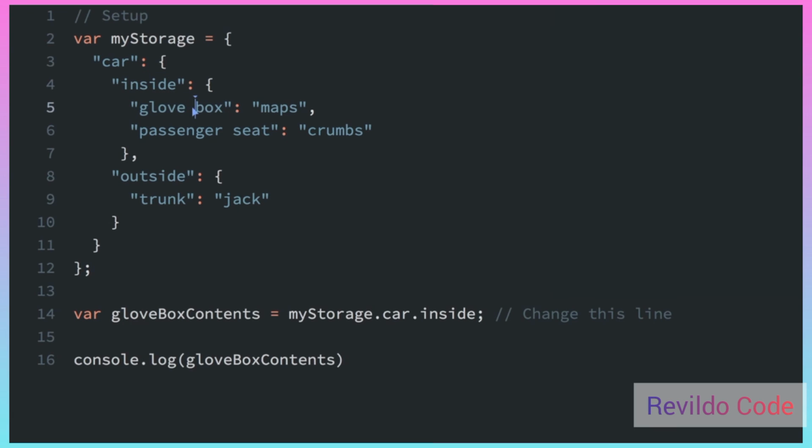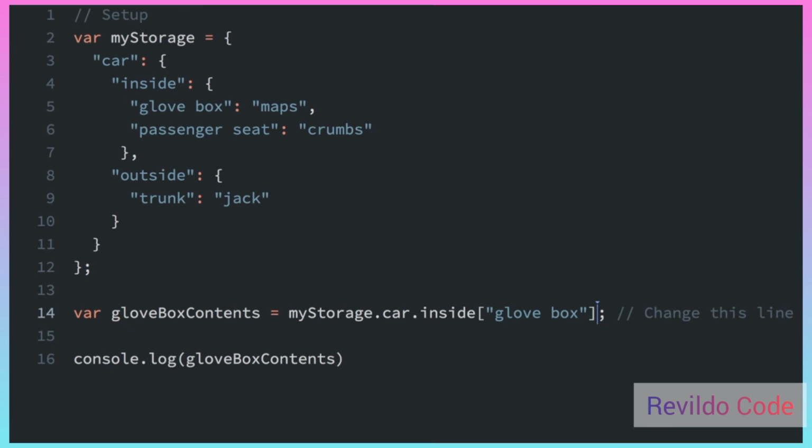Because there's a space here, we have to use bracket notation. So I'm going to use bracket notation on the end here and say glove box. And now if we run this, see we are going to console.log. So let's see if we get the contents here. Yep, maps. It worked.